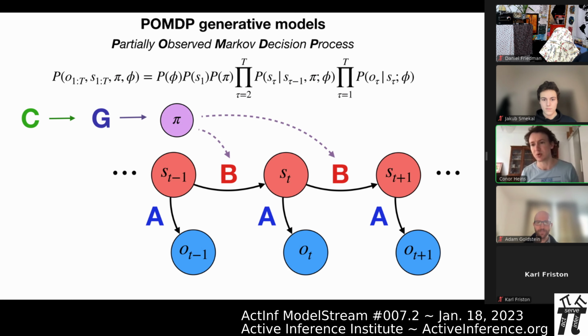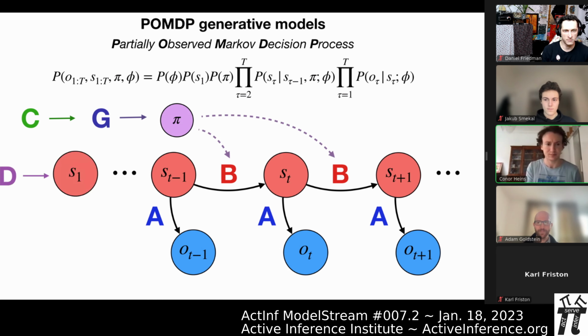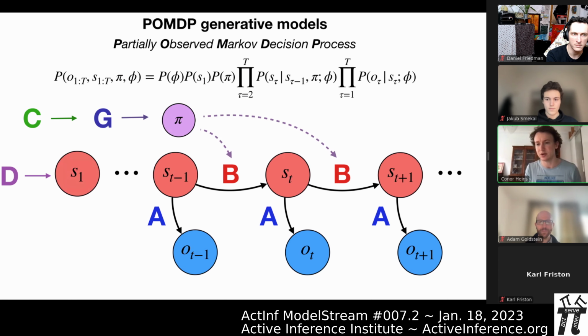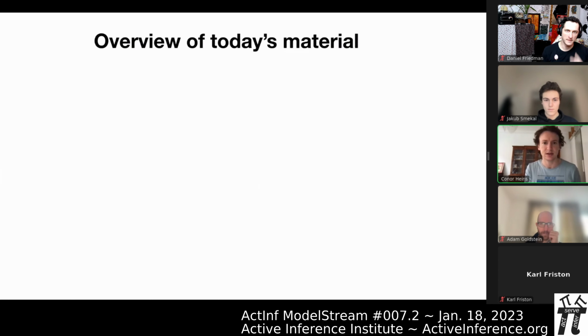And then this prior over observations factors into the computation of that expected free energy. So if you have a particular prior preference to see some observations, that will affect which policies get more or less expected free energy. And then you use that to actually choose a policy. And then, of course, we have the D vector, which parameterizes the initial beliefs about hidden states.